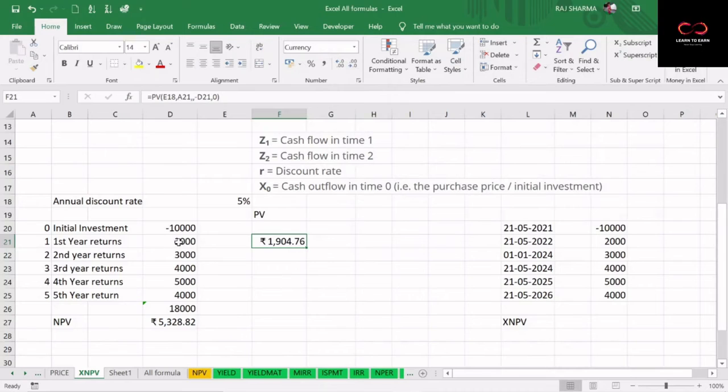1904.76 is the discounted present value of this 2000 rupees which you are going to receive at the end of the first year. This discounted value is as of today. Similarly, we can work out the discounted value of all other receivables also.